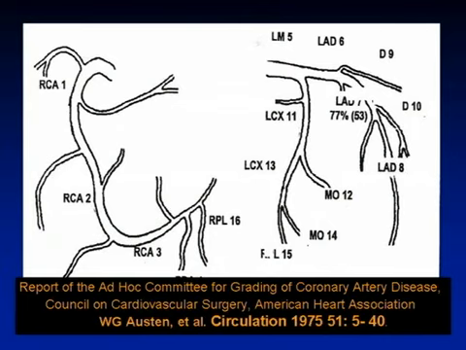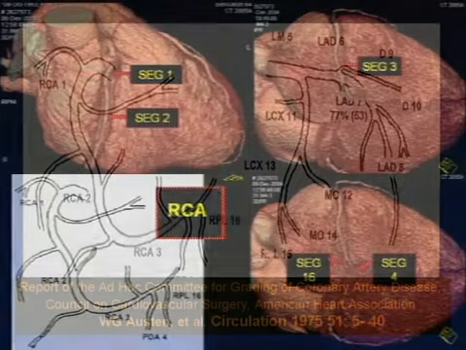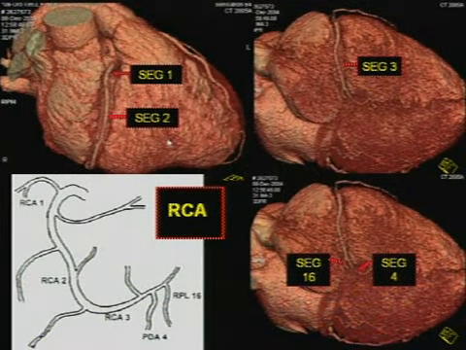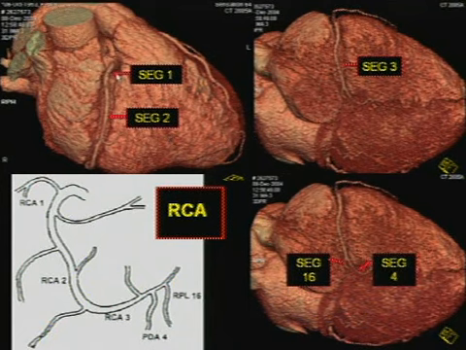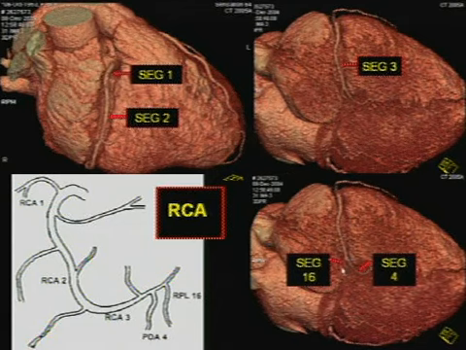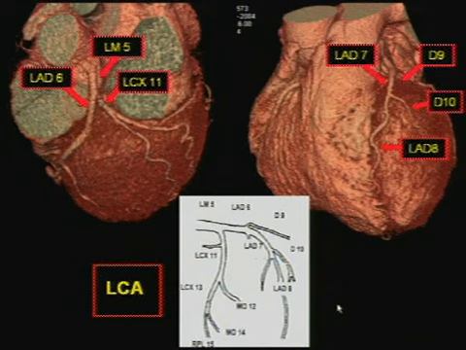This is the nomenclature for numbering the segments of the coronary arteries, and I have it so that you'll be familiar with it. I don't want to spend a lot of time on this because you will have it to review. But basically, in the right coronary artery, proximal is segment 1, the mid is segment 2, and the distal is segment 3, with the posterior descending artery segment 4 and the posterolateral artery labeled as segment 16.